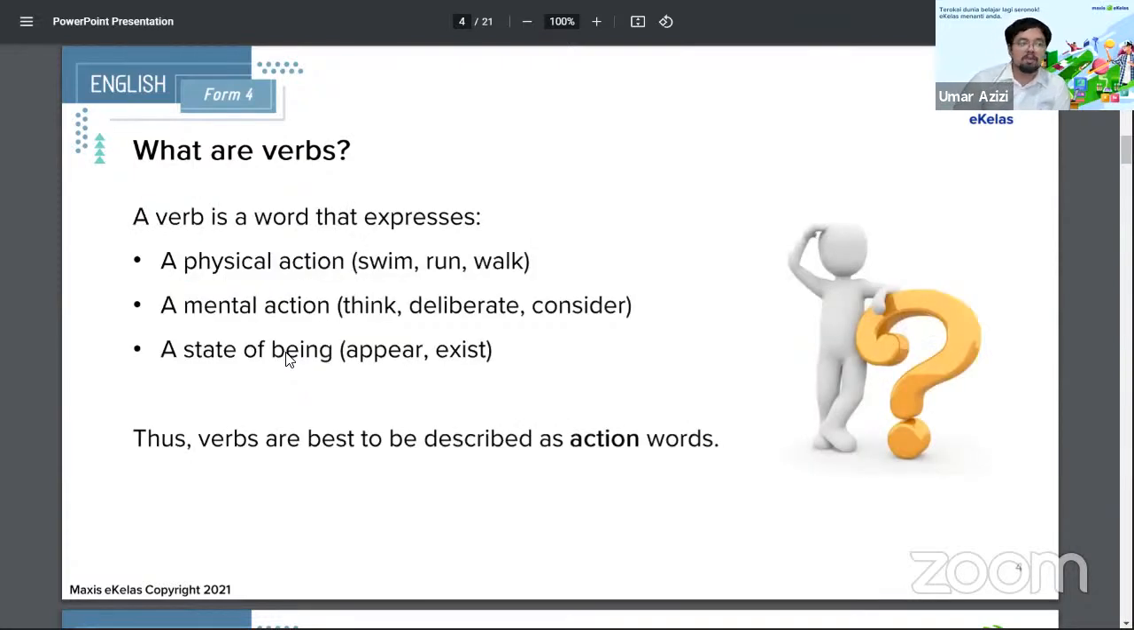All right, that's one. Now, a verb is a word that expresses a physical action. So we have swim, run, or walk. A mental action: think, deliberate, consider. A state of being: appear, exist. These verbs are best described as action words. For example, love. Love can be a verb. I love you is a verb. It's a thing that you do.